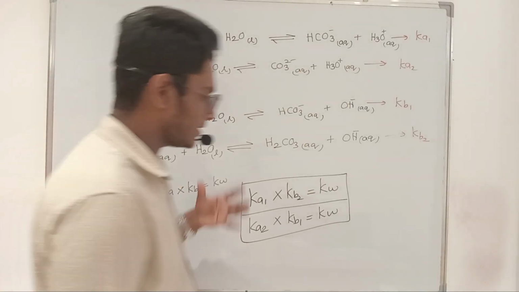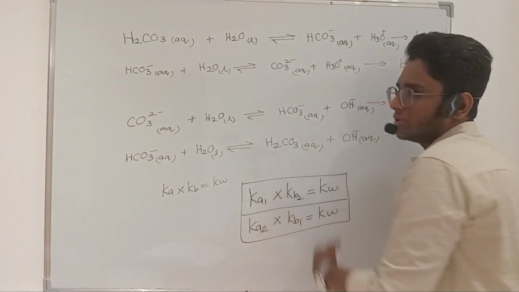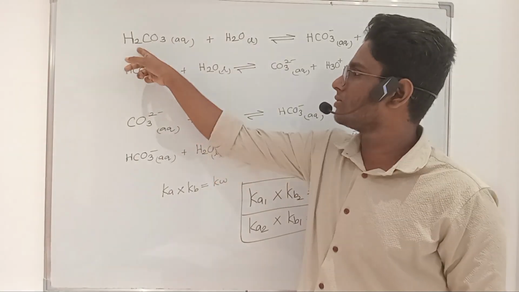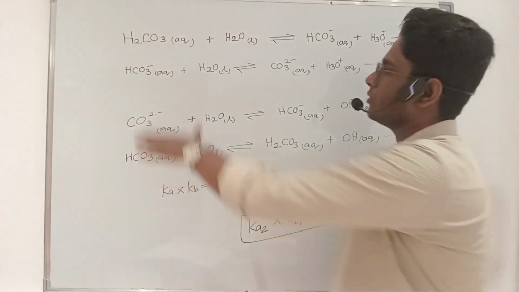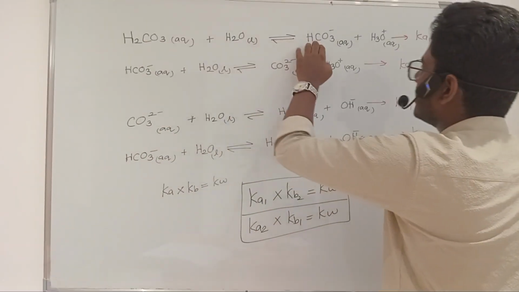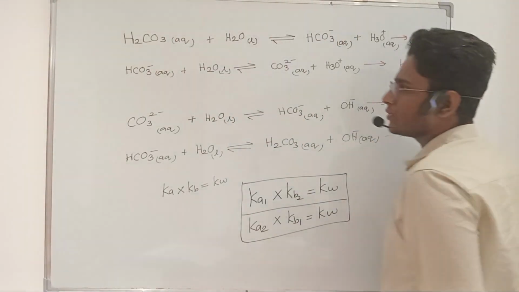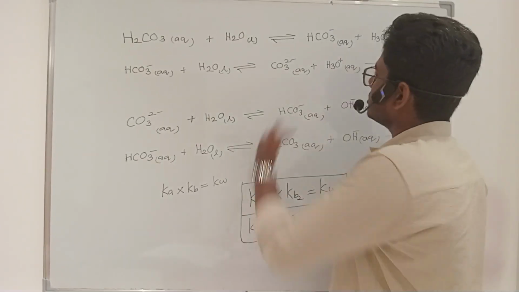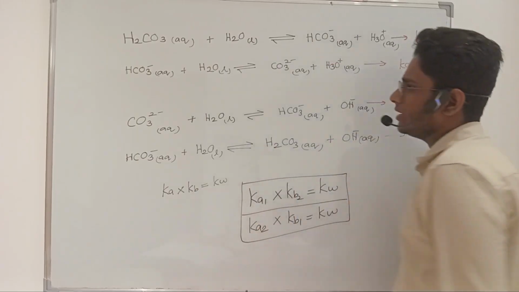Carbonic acid is an acid which can donate two H plus ions to the solution. The donation of H plus ions takes place in two steps. The first H plus will be donated in the first step, and the second H plus in the second step. If you put carbonic acid into water, it will form bicarbonate and H3O plus. Here carbonic acid donates one H plus to the water, so water accepts it and forms H3O plus. Now this bicarbonate will further ionize in water and form carbonate and H3O plus.